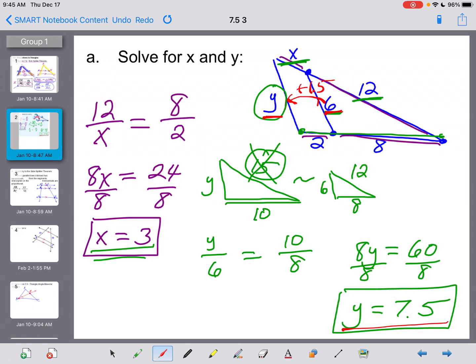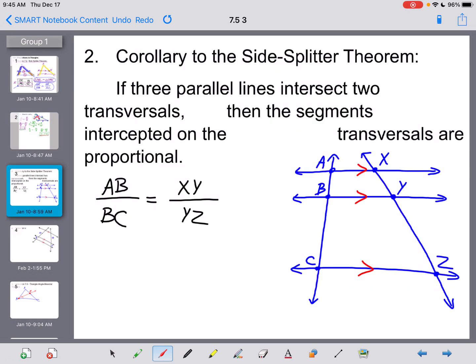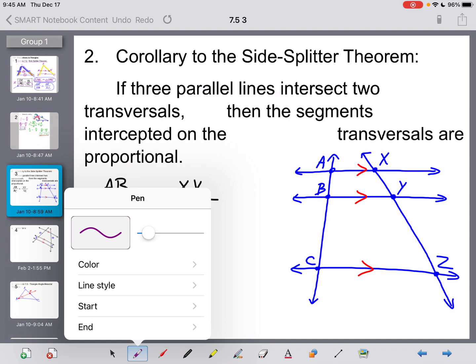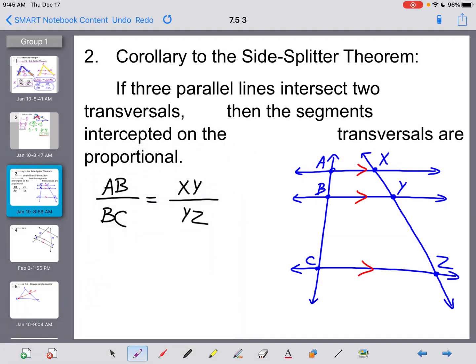Okay, guys, that's the side splitter theorem. I don't know that another example is going to help drive it home for you anymore. You guys need to dive in and start doing some problems there, and I think you'll pick up on it pretty quickly. The second thing that we have to talk about today, everybody, is not a separate theorem, but it is a corollary. Second time today I've used that word, a corollary to the side splitter theorem. Just a little idea that takes an existing theorem and goes one step further with it.